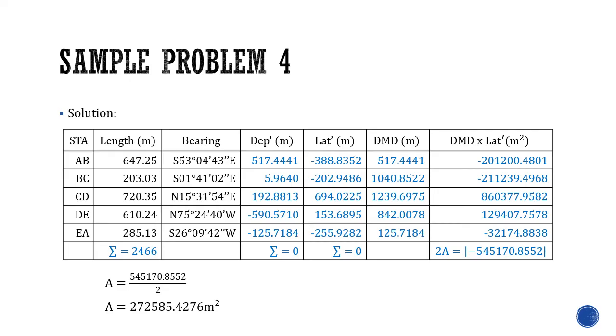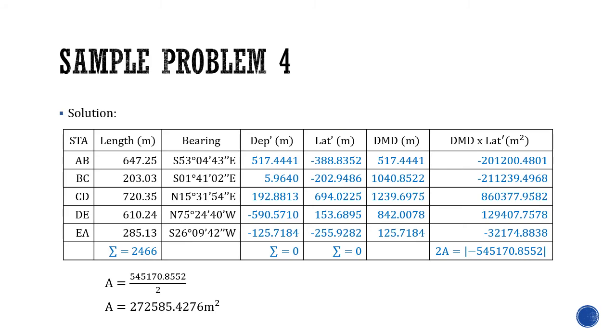Klase, ito yung sample problem, katulad lang din ng kanina, no? Para ma-prove natin na parehas lang yung magiging value, kung ano mang method yung gagamitin mo. Okay, parehas lang yan. So ayan, try natin ulit. Ito yung sample problem 3 din. Okay, so departure, latitude. Now, kanina ginawa natin coordinate method, 'di ba? Ngayon naman DMD. So paano natin kukunin yung DMD?